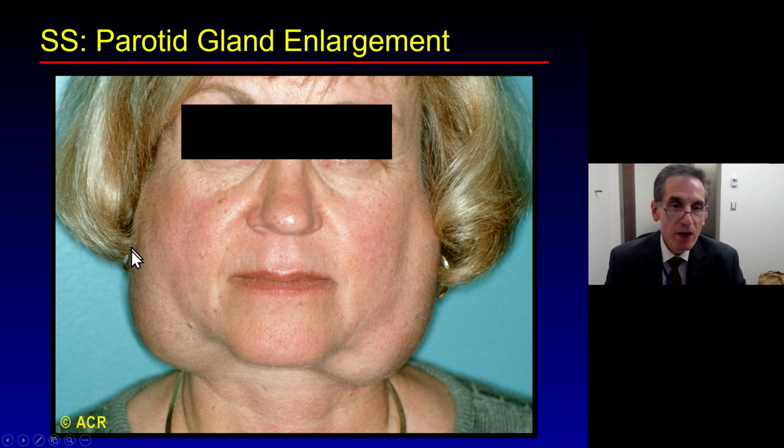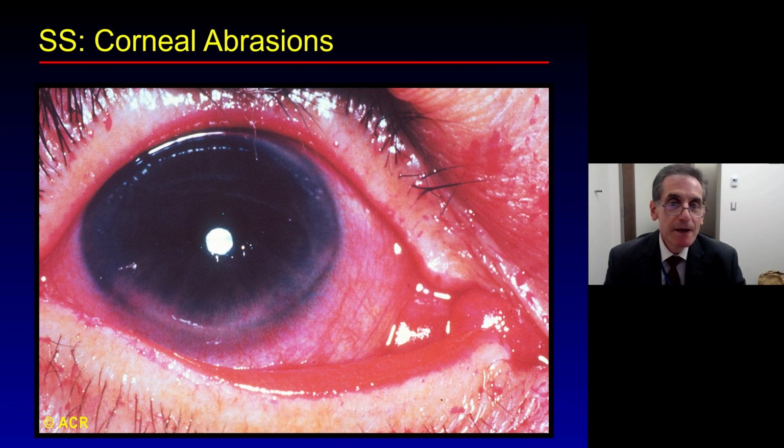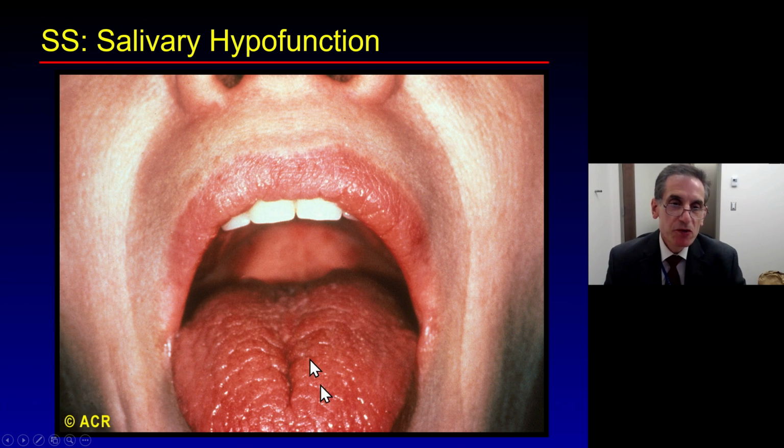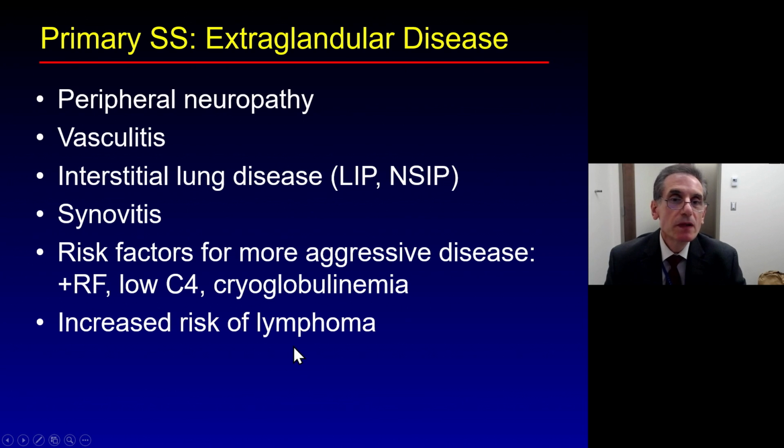This is a person with large parotid glands in the context of someone with Sjogren's syndrome. This is a person with dry eyes and corneal abrasions associated with Sjogren's syndrome. And this is a person with very dry mouth associated with Sjogren's syndrome. However, Sjogren's syndrome is more than just dry mouth and dry eyes.